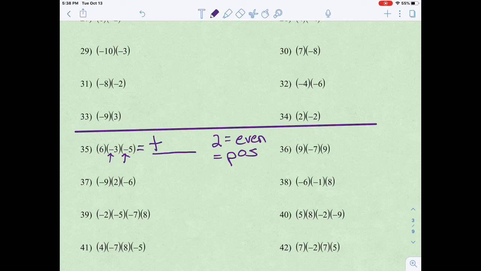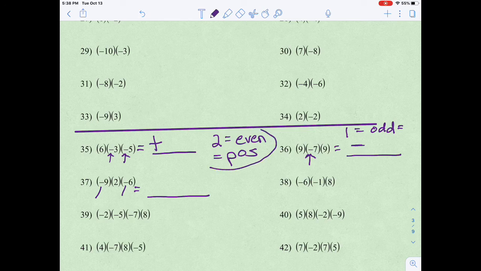All right, for number 36, I am going to multiply the numbers, 9 times 7 times 9, and then I'm going to look at the number of negatives. There's 1. 1 is an odd number, and an odd number is going to give me a negative. Okay, for number 37, I multiply the numbers. I count the number of negatives. There are 2. Same thing as here. 2 is an even number, so I'm going to get a positive answer. Same thing for number 38. I see 2 negatives. I'm going to get a positive. 39, I have 1, 2, 3. 3 is an odd number, so I'm going to get a negative.